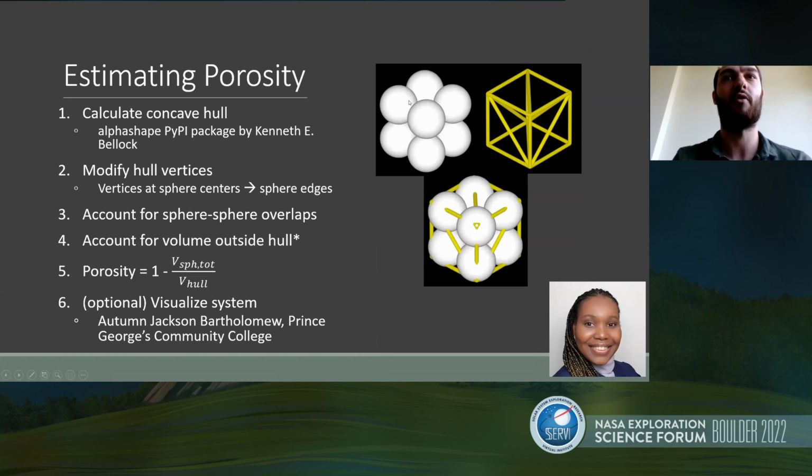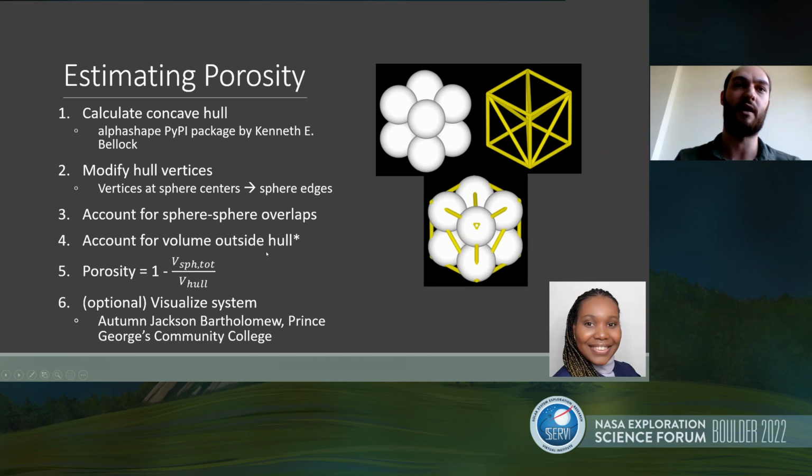The way that we estimate the porosity, essentially we start with a system of particles and we draw a concave hull around it. We do this with the alpha shape package developed by Kenneth Bellick, available for free. This draws the alpha shape or the hull with vertices at particle centers for the exterior particles. We move those vertices to the particle edge radially from the center of mass. We account for sphere-sphere overlaps. I mentioned that our model allows spheres to interpenetrate slightly, so we need to account for that volume.